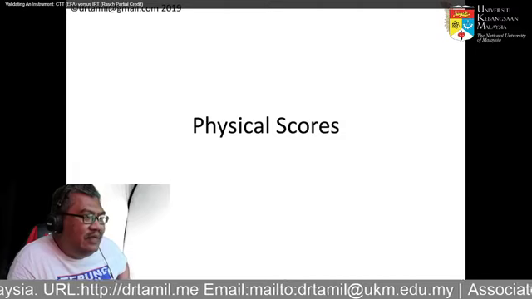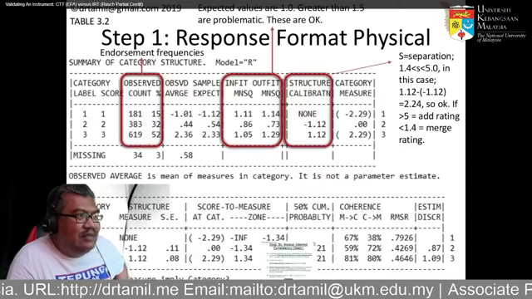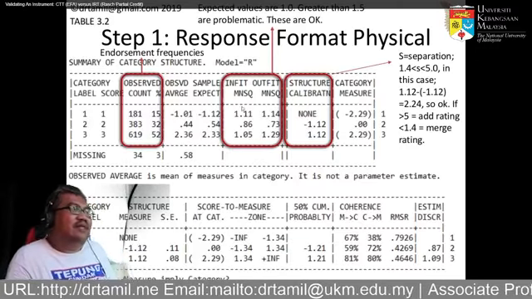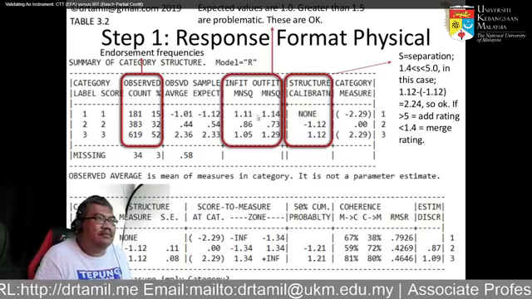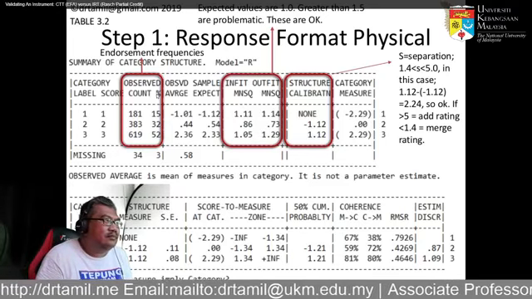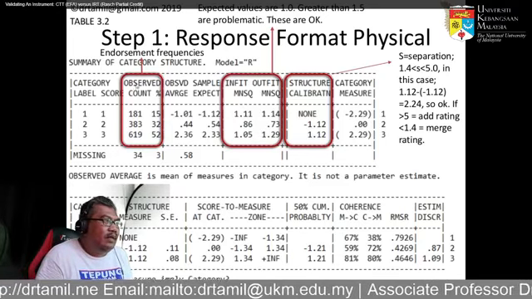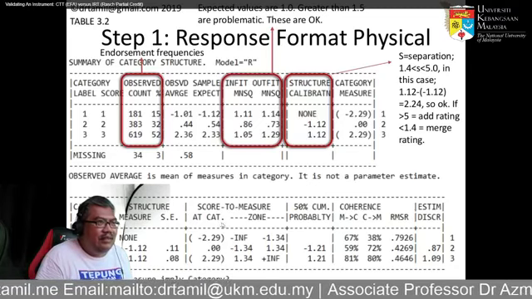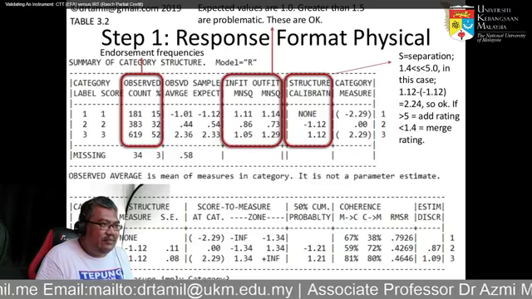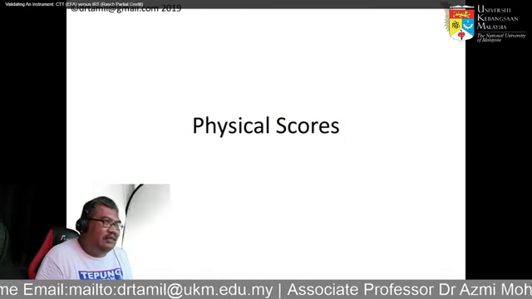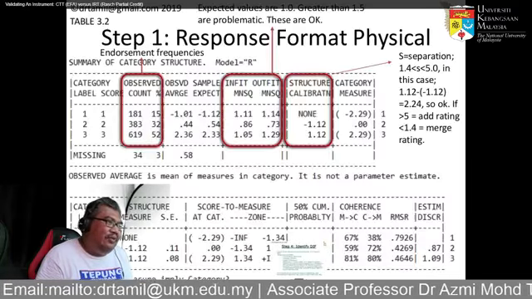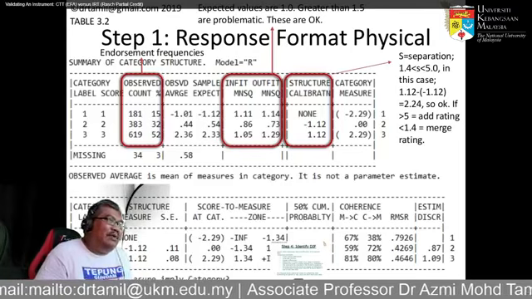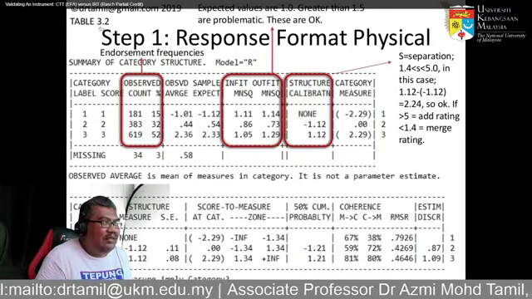So we covered this already. Let's look at the physical scores. When we run the analysis for Rasch, this is what was generated. So when we do this, what command is this? This command they call it 3.2.